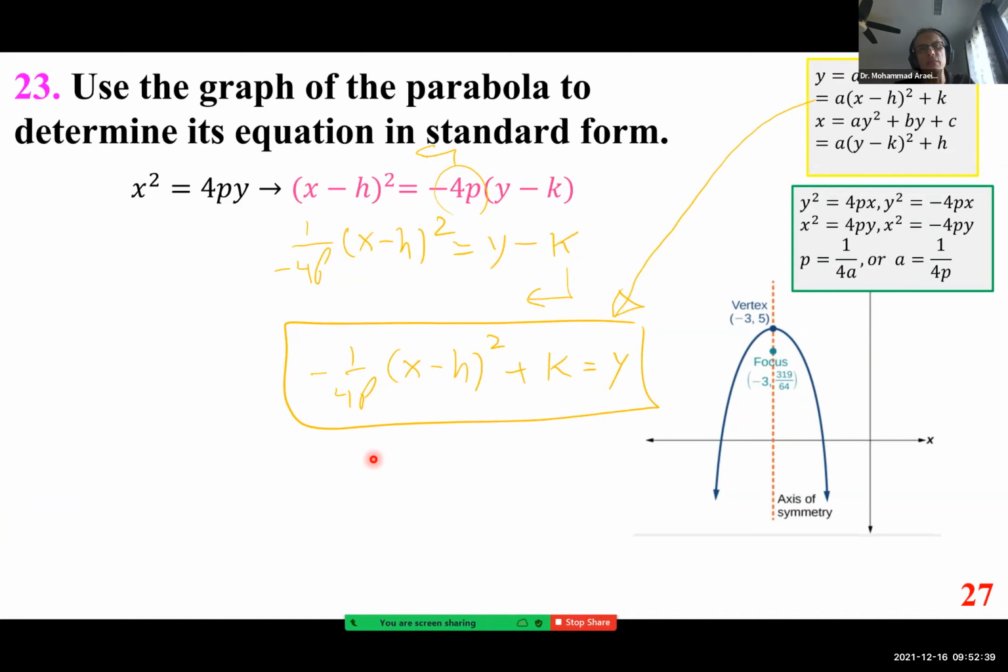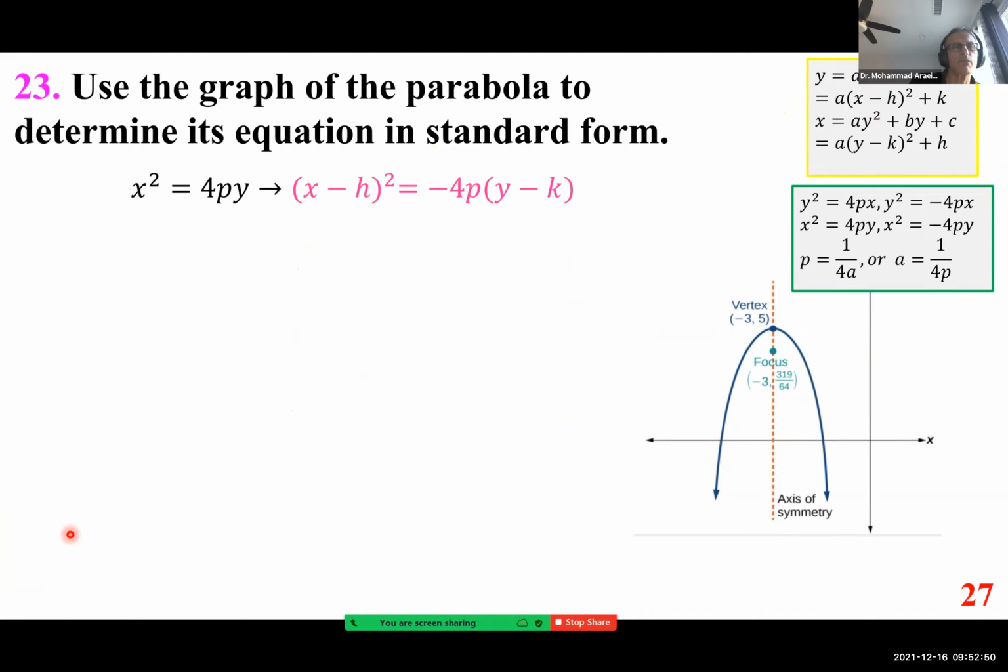So either way, I suggest you stick with the method that you're comfortable with. You can even stick with that and put it in the format they asked you. So let me erase that. And now the vertex is clearly located at -3, 5. The focus is clearly located at -3, 319/64, I believe.